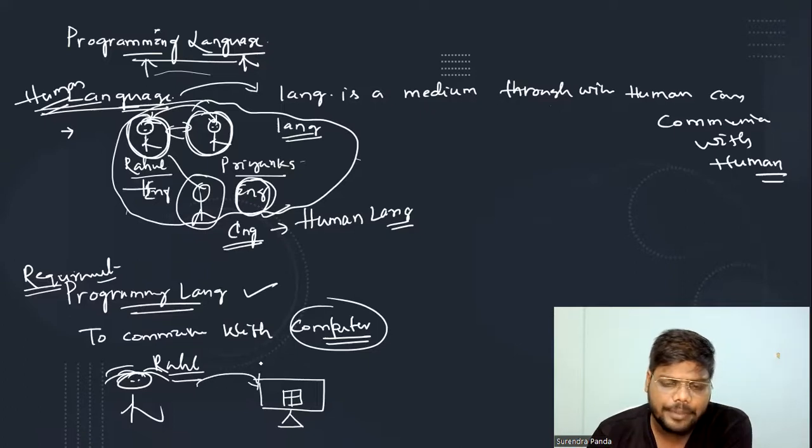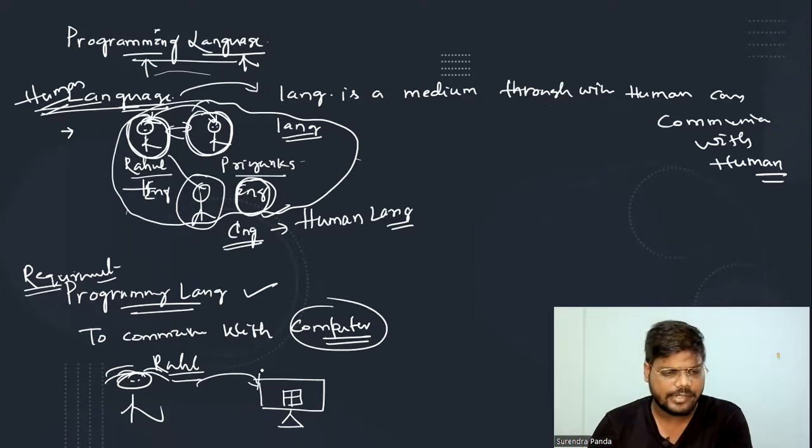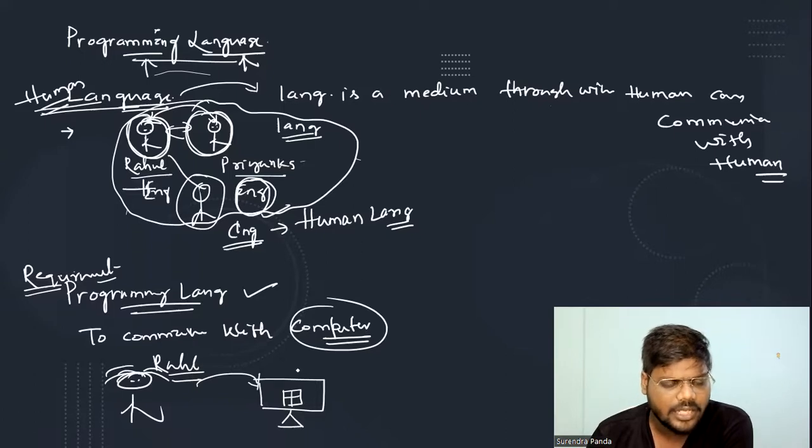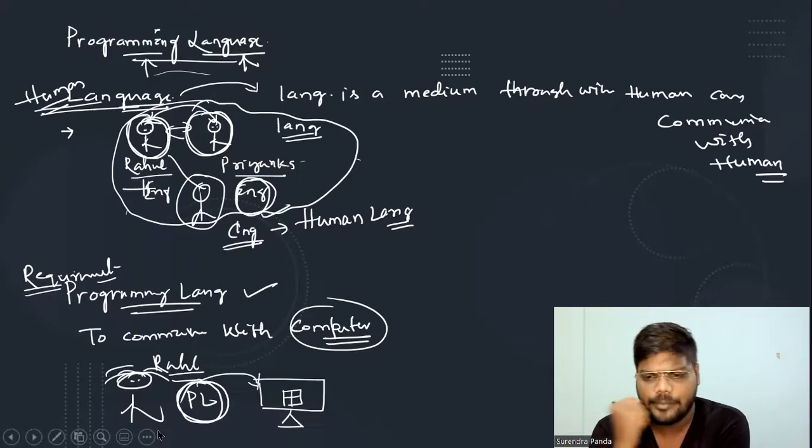So computer doesn't know about English or anything like that, only 0 and 1. All these things we will discuss, don't worry. If Rahul wants to communicate with any electronic device or computer, you have to know a programming language. Without a programming language, there is no communication with an electronic device.